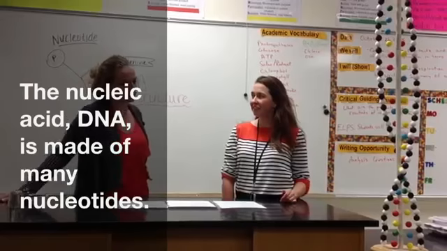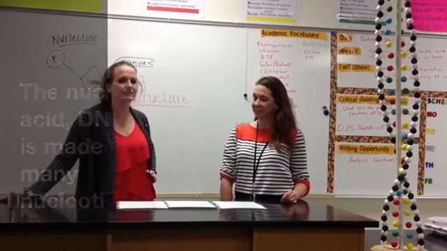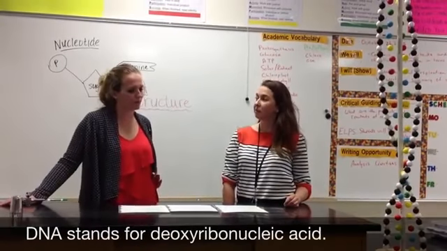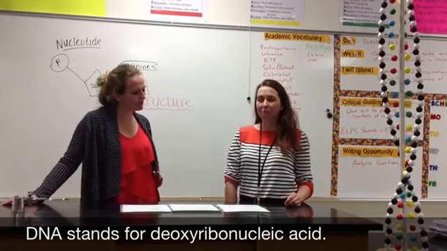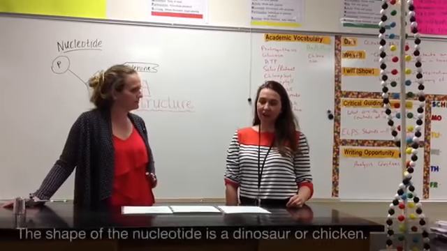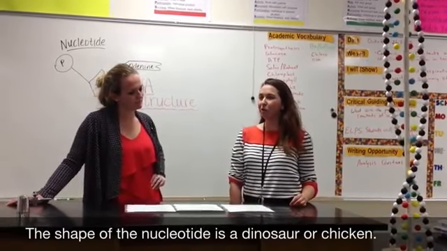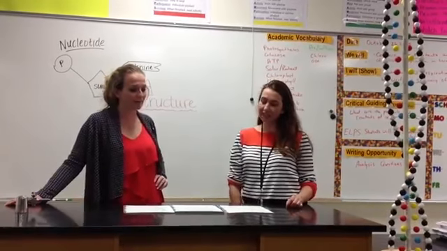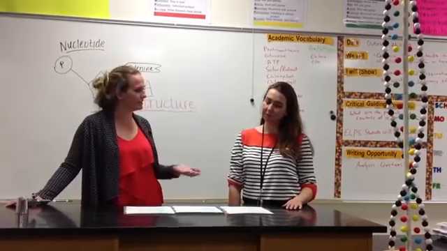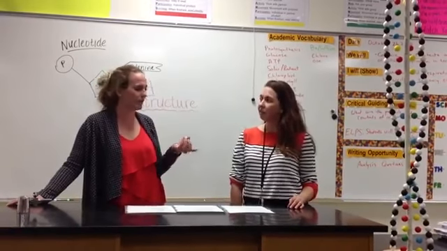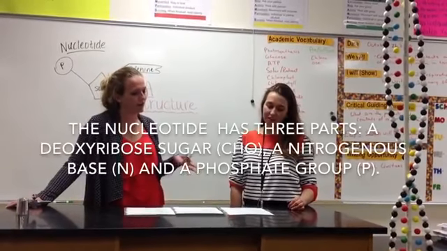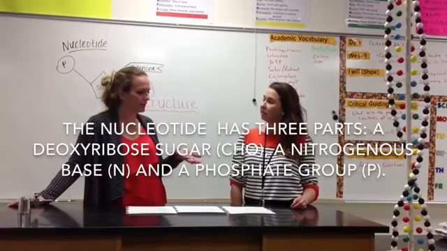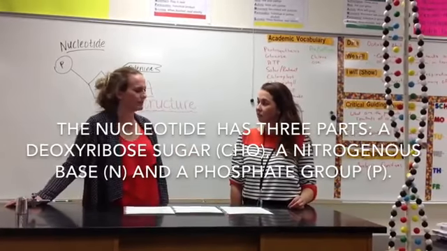Wait, what does DNA stand for? DNA is the abbreviation for deoxyribonucleic acid. Do you also remember the shape of the nucleotide? Isn't it like a dinosaur or maybe a chicken? Yeah. A nucleotide is a complex monomer that includes the sugar deoxyribose, which is made up of carbon, hydrogen, and oxygen, a nitrogenous base made of nitrogen, and a phosphate group containing phosphorus.